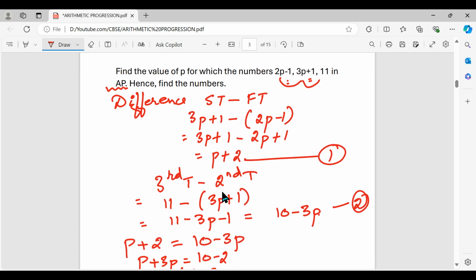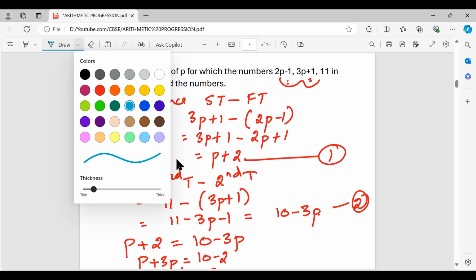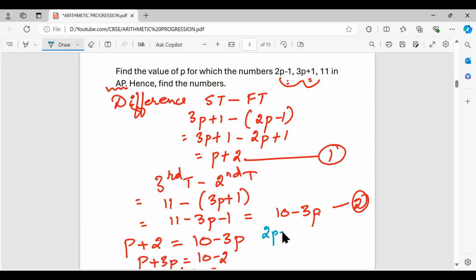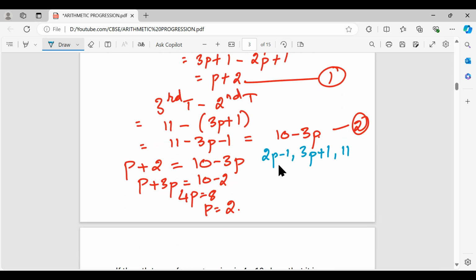So how to find the numbers now? Your sequence is 2p minus 1, 3p plus 1, and then 11. So what we can do is substitute the value of p here. So 2 into 2 is 4, 4 minus 1 is 3. 3 into 2 is 6, 6 plus 1 is 7, and then 11. You can cross verify. See, 7 minus 3 will give you 4, 11 minus 7 will give you 4. It means the value of p that we have got is correct. Hope this is clear to everyone.